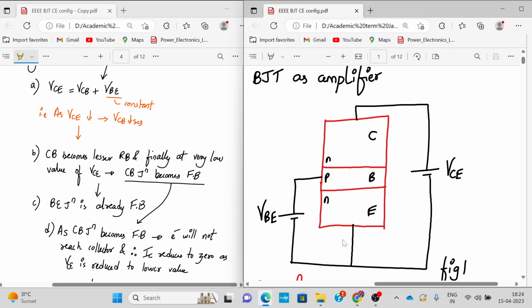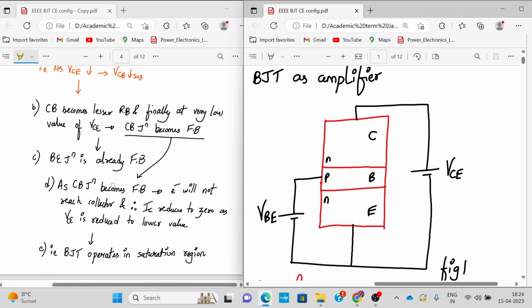Now the base emitter junction is forward biased, and the base collector junction is also becoming forward biased. As soon as the collector base junction becomes forward biased, electrons will not reach the collector, so your IC current reduces to zero as VCE is reduced rapidly to a lower value. We say that the BJT is operating in the saturation region because the base collector region becomes forward biased. What will happen due to it? The electrons which are here will try to diffuse to this side, towards the base side, instead of going towards the collector side.